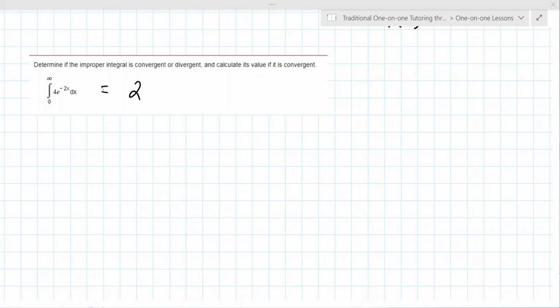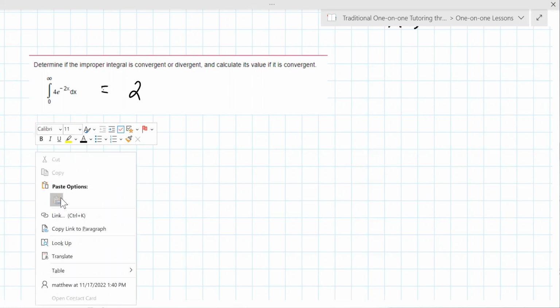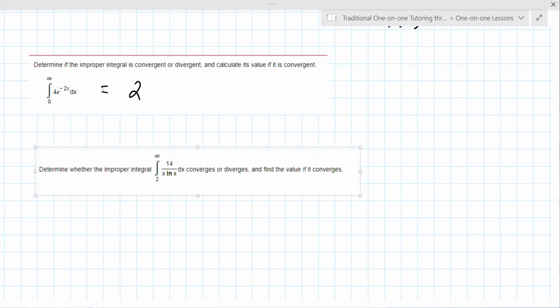Okay, 20 is yet another one of these. So we're going to go right to the calculator, and get 14 over x natural log of x from 2 to infinity. And this one diverges.